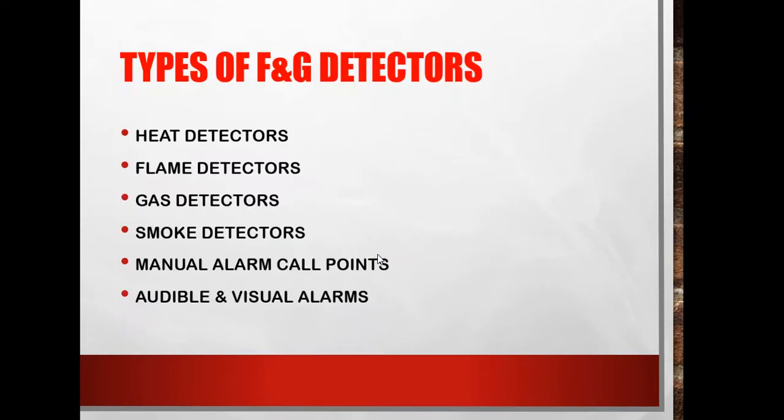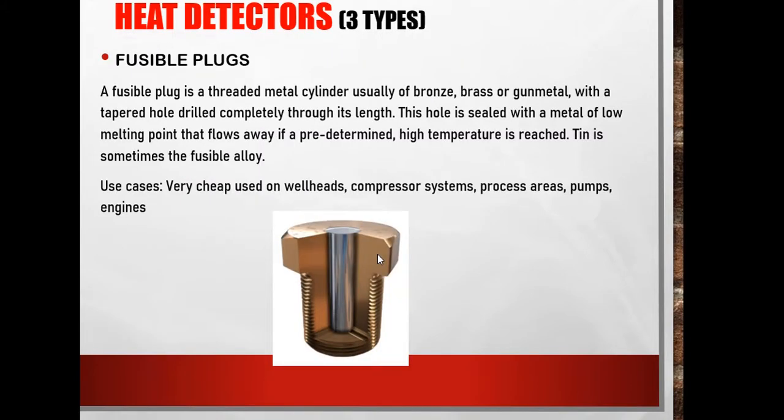So the first type is fusible plugs. Fusible plugs are one of the really cheap heat detectors. It's a type of heat detection, and what is it really? I put a definition there. It's a threaded metal cylinder, like gun metal, with a hole drilled in it, and that hole is filled with another kind of metal, a low melting point metal, maybe 100, 150 degrees centigrade.